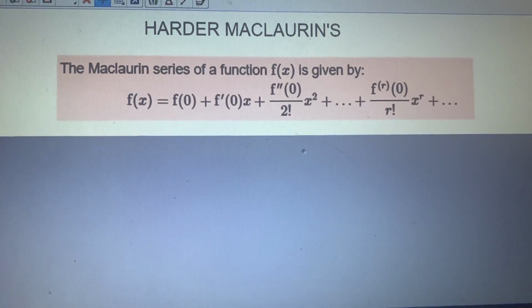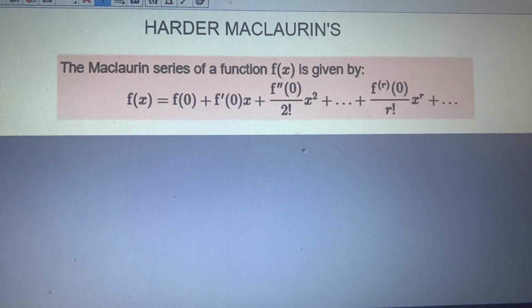Okay, hard Maclaurins. So this is going to involve the standard expansions or the non-standard expansion and differentiating. What we're going to do now is finish off Maclaurin's using the knowledge that you now have from your normal maths.